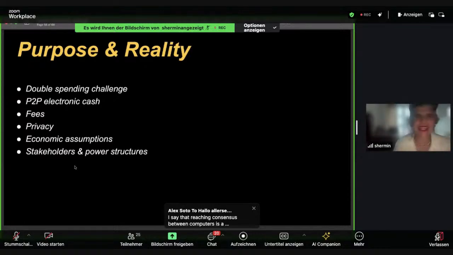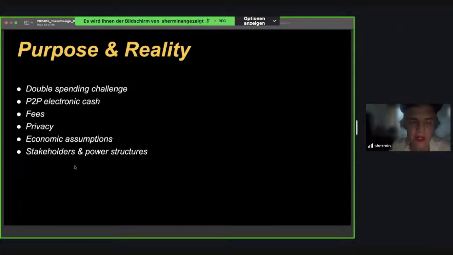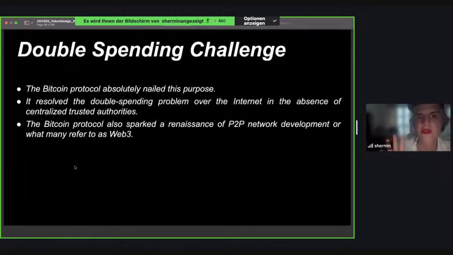To close the analysis, what was Bitcoin's purpose and what is the reality today? We will look at 6 factors: double spending, peer-to-peer electronic cash, fees, privacy, economic assumptions, and stakeholders and power structures. When it comes to double spending, we can really say Bitcoin absolutely nailed this one, right? It resolved the double spending problem over the internet in the absence of trusted authorities.